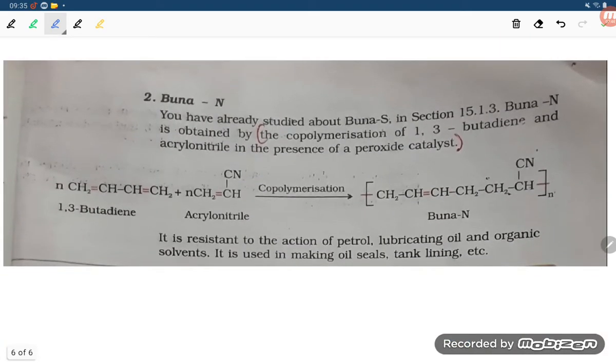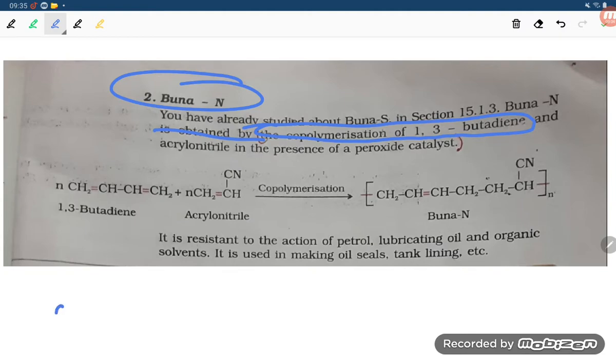Next synthetic rubber is Buna-N. You have already studied Buna-S in the previous section. Buna-N is obtained by the polymerization of 1,3-butadiene. Okay, 1,3-butadiene, you know very well: meth, eth, prop, but. Here the diene is there, 1,3, and here is a single bond. So this is CH2 and here is CH2. This is CH and this is also CH. So this is 1,3-butadiene.